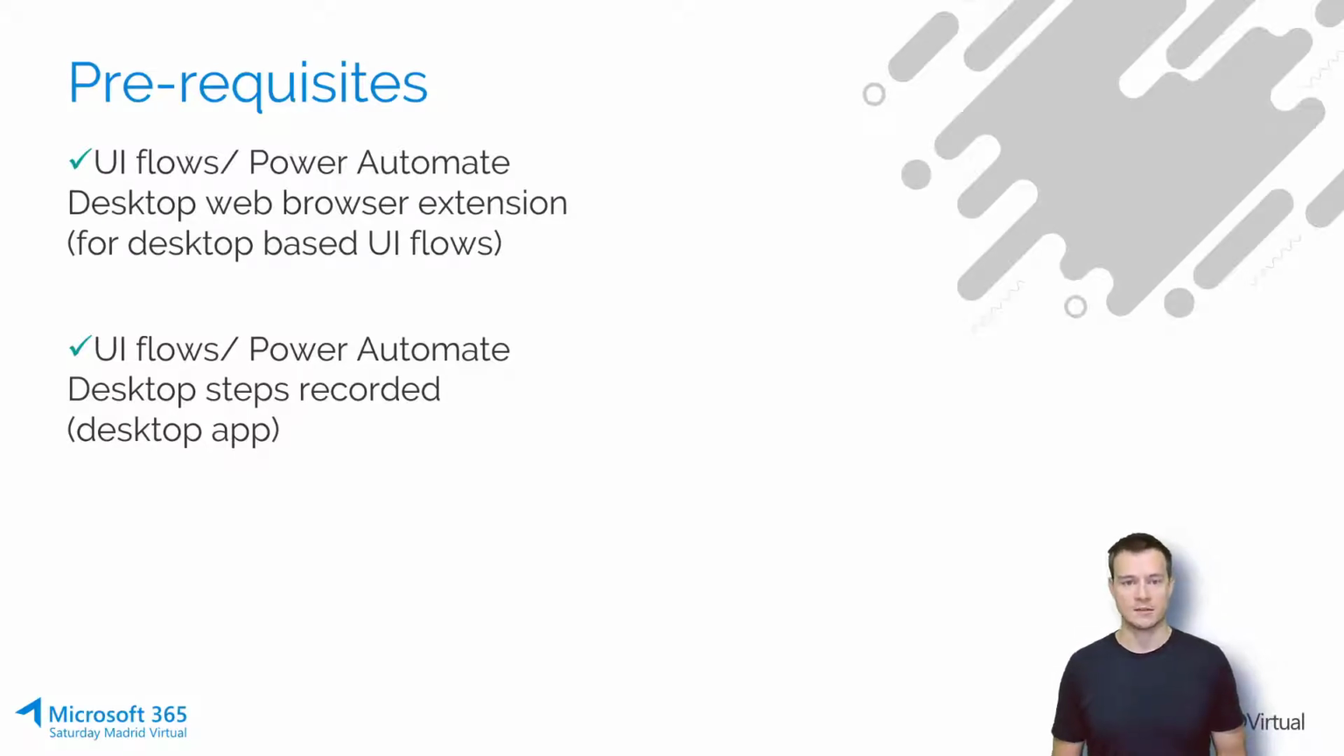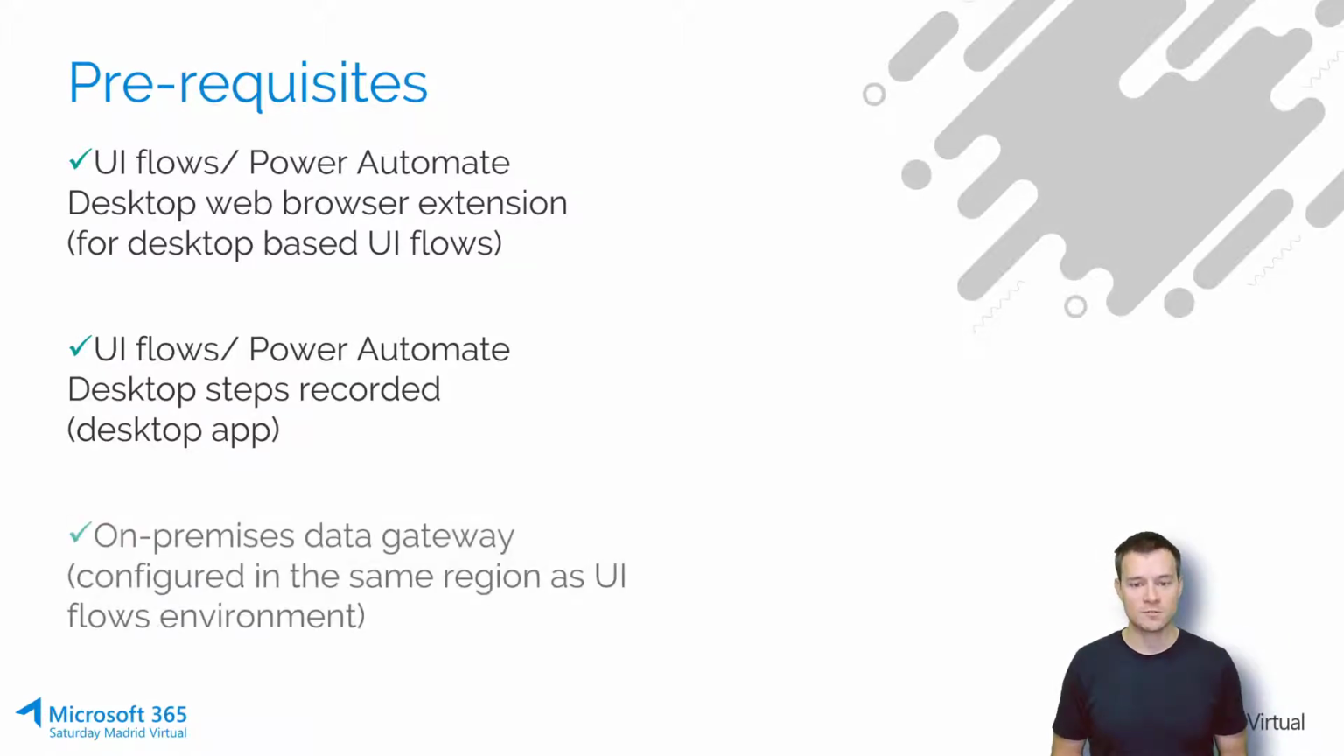It will also install all the web browser extensions it needs to also let you automate web processes. If you would like to install UI Flows without Power Automate Desktop, then you need to uncheck the Power Automate Desktop within the installer screen.